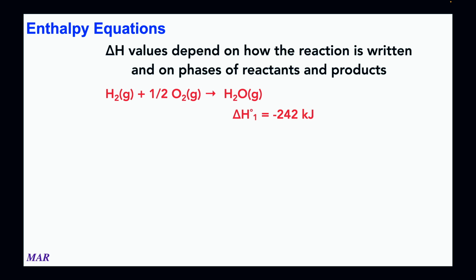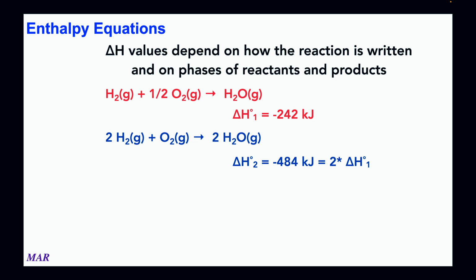And you can think about that as making 1 mole of gaseous water, you're going to get minus 242 kilojoules of energy out. However, let's say that your instructor said, you better get rid of that fraction. So you multiply everything through by 2, no problem. You can take that old delta H1, which was minus 242, and just literally multiply it by 2 to get the new delta H. So delta H for that second reaction will be twice the first one. It's going to be minus 484 kilojoules.